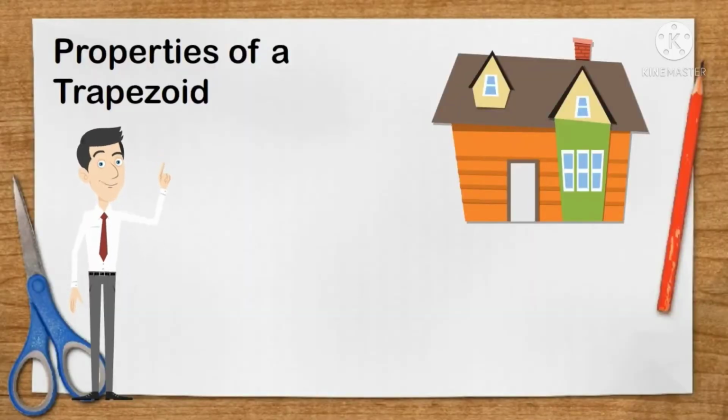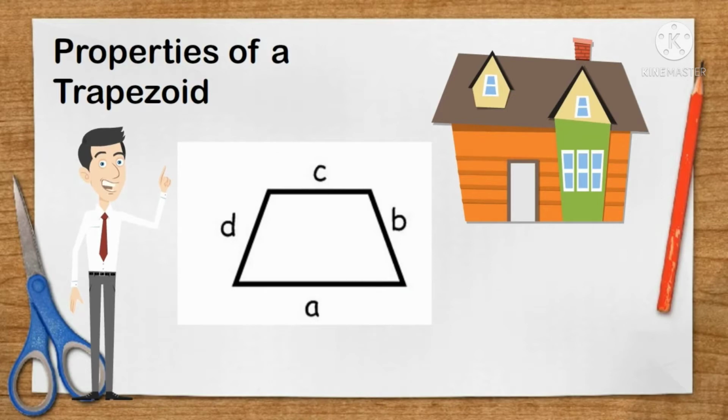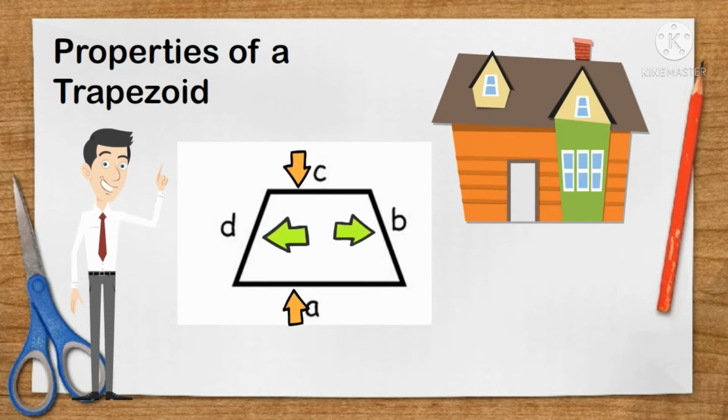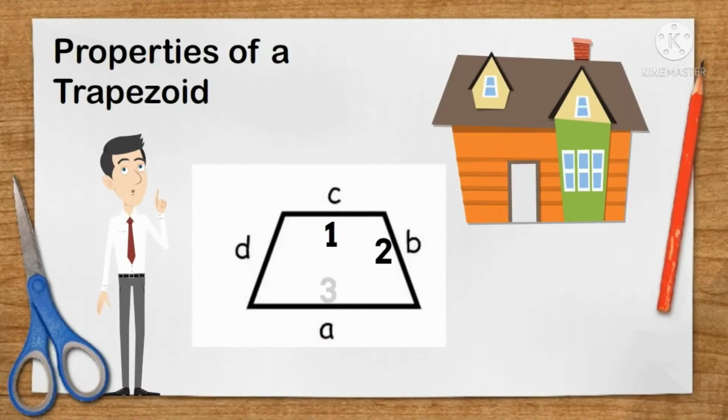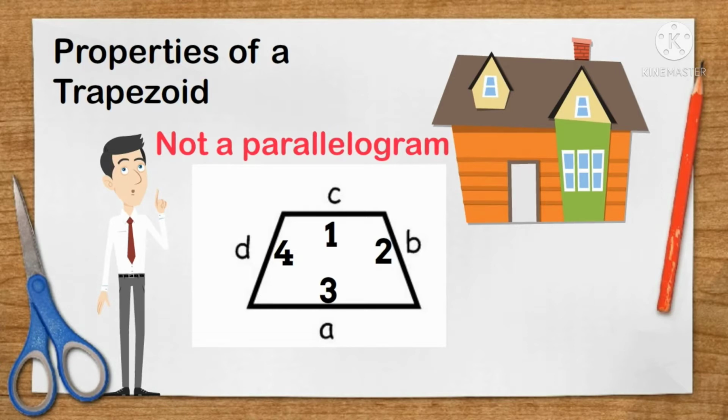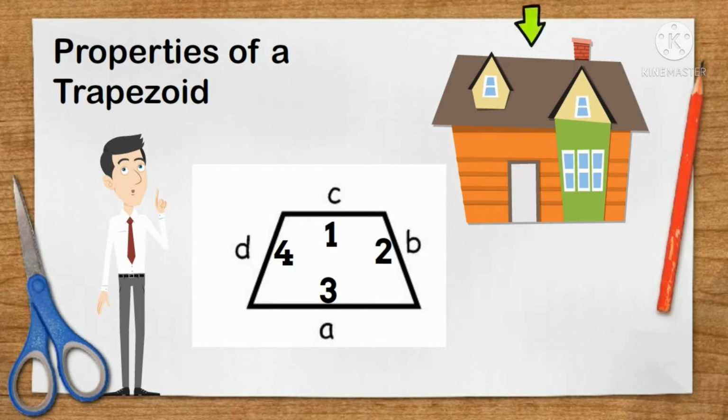Children, today we are going to see the properties of a trapezoid. A quadrilateral has one type called a trapezoid. Okay? A trapezoid has parallel sides and non-parallel sides. So it has four sides: 1, 2, 3, 4. In the four sides, sides 1 and 3 are called the parallel sides. Okay? 2 and 4 are called non-parallel sides. So it is not a parallelogram. If it is a parallelogram, it has two sets of parallel sides. But here we have only one set of parallel sides.